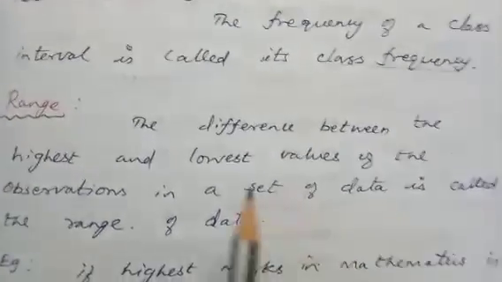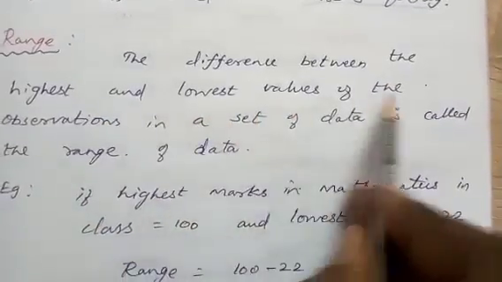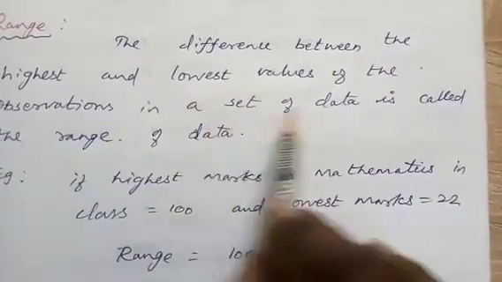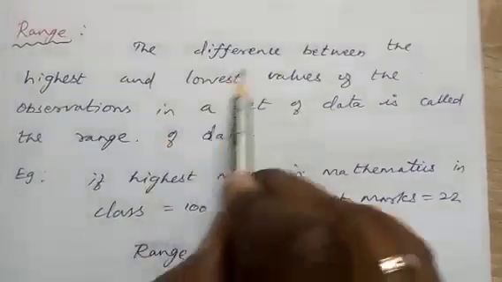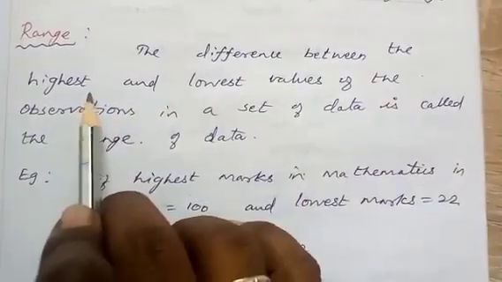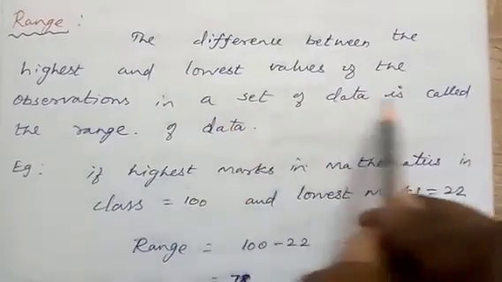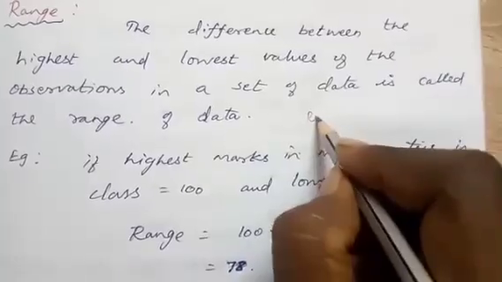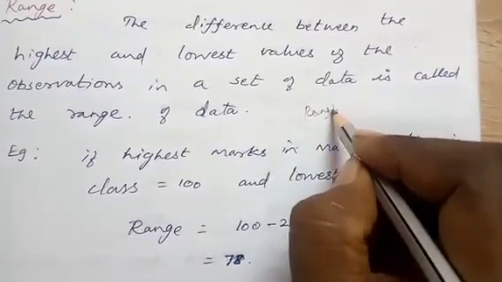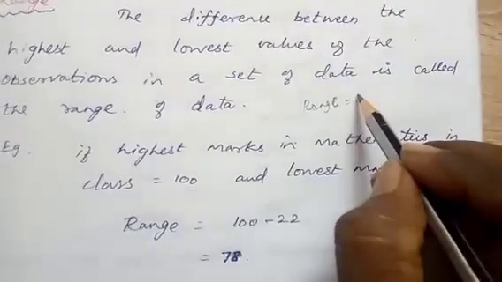So the next one is range. The difference between the highest and lowest values of the observations in a set of data is called the range of data. So range is equal to difference, means subtract: highest value minus lowest value.